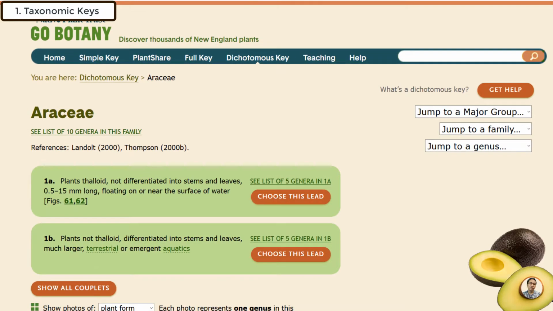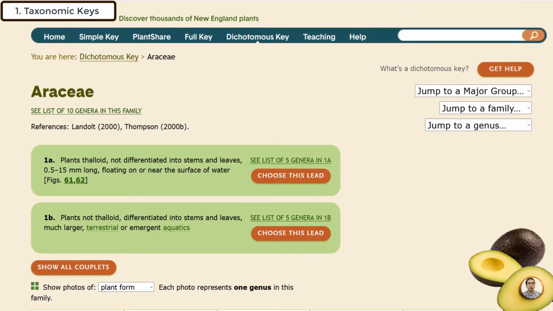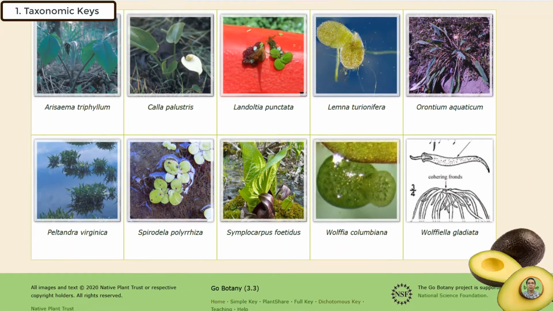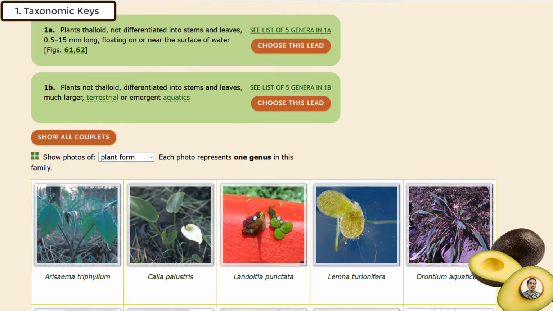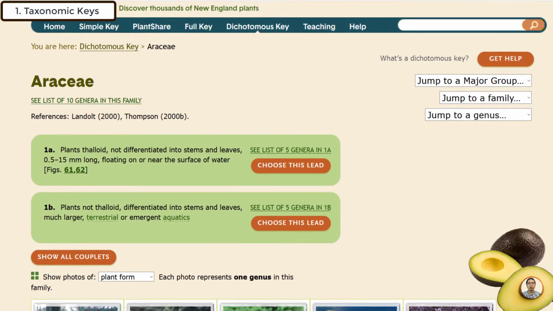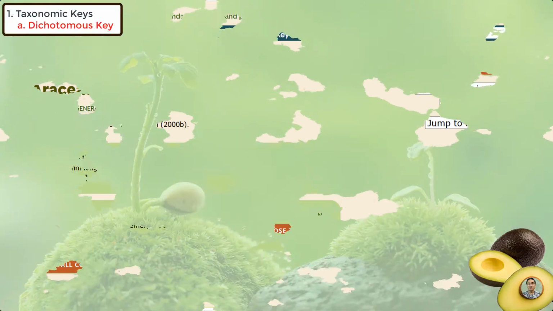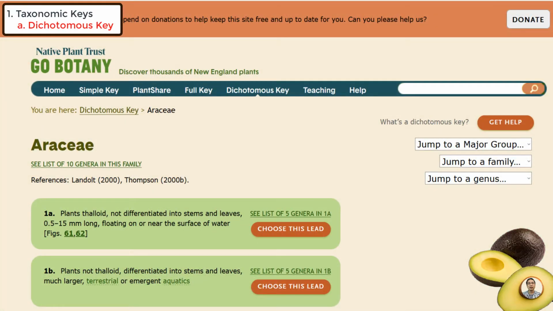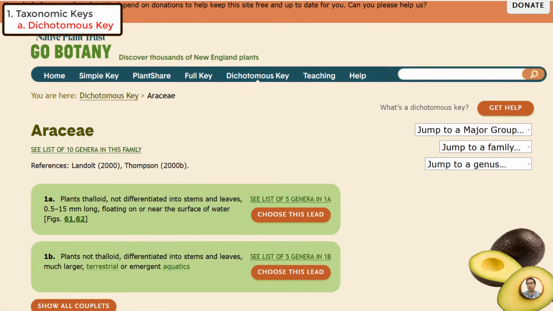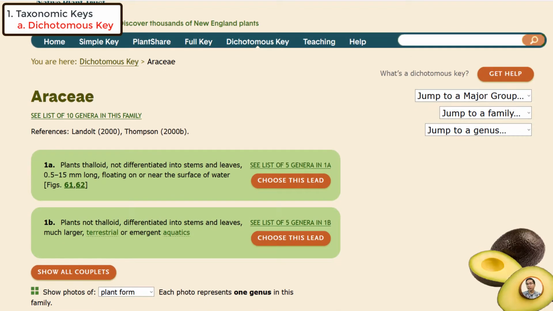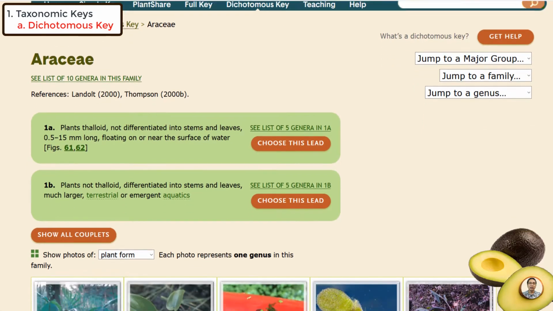And the most common is your dichotomous key. You can check some textbooks, but here, I'll show you an online version. For example, in Araneta, we have here two leads, known as the couplet. Two contrasting statements: plants thalloid versus non-thalloid. And also listed here are the textbook references. Let's show the couplets here. As you can see, guys, this is the key to the family Araneta.